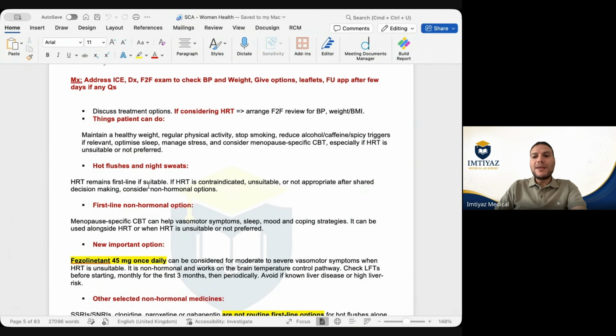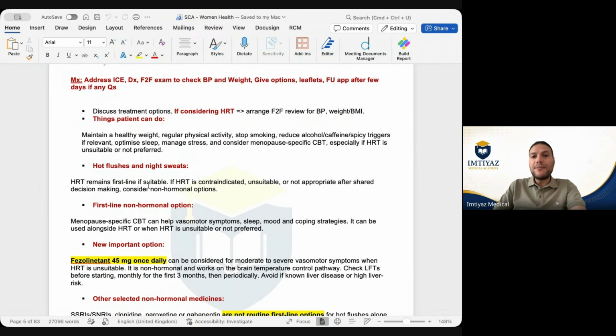Please keep in your mind, what is the first line treatment for vasomotor symptoms in menopause? First line treatment is HRT. Don't tell me SSRI. Don't tell me clonidine. If HRT is contraindicated or the patient declines HRT, in that case, you go to a non-hormonal option. But you don't start a non-hormonal option unless the patient would like it and doesn't want HRT.